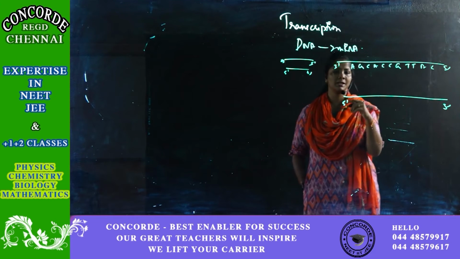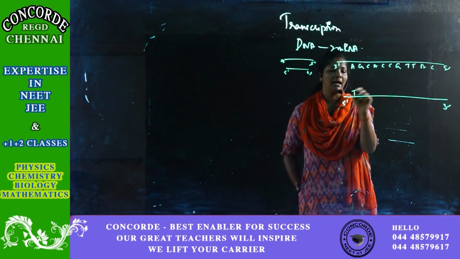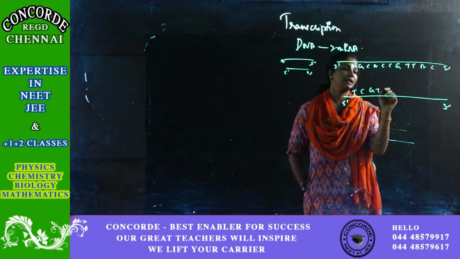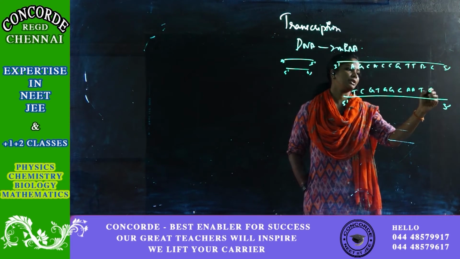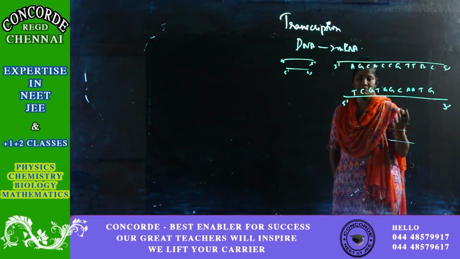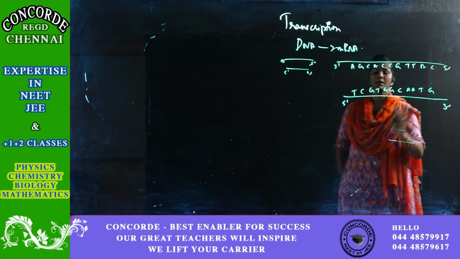The complementary strand would be, if I have A, I'll have T. If I have G, I'll have C. G, T, G, G, C, A, T, G. So this will be the complementary strand. So if I have A, I'll have T. If I have G, I'll have C. So this is how the two strands are.